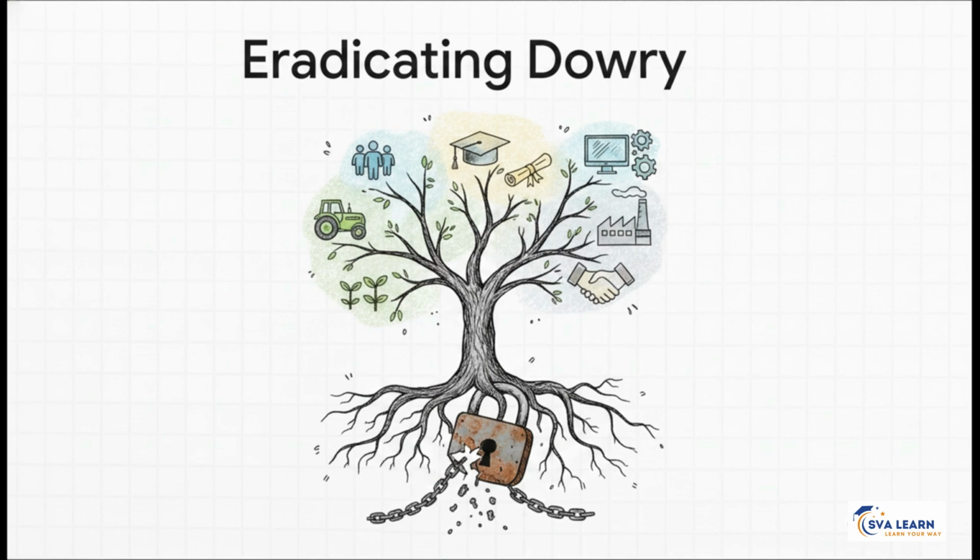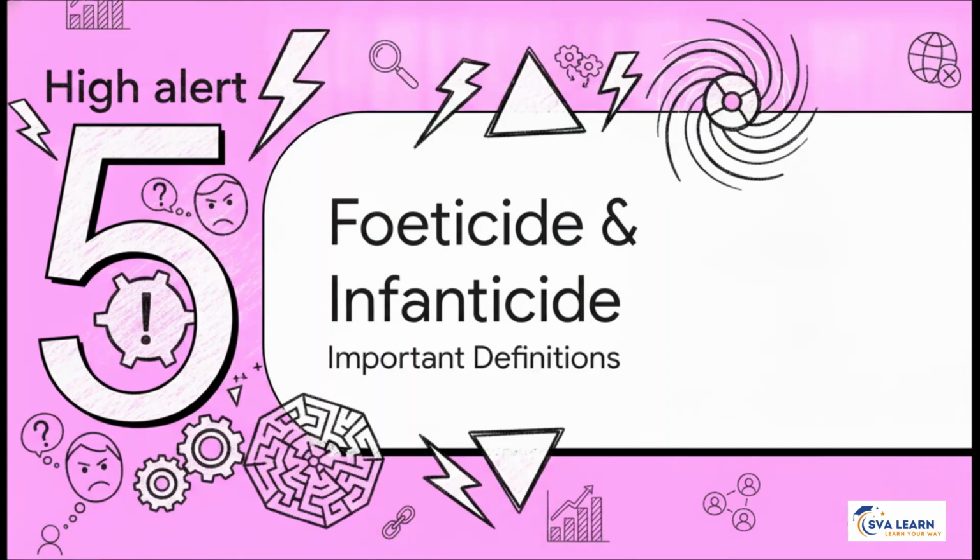You need to list population control, agricultural development, educational reforms, vocational training, rural employment guarantee programs, and even the development of IT and BT sectors. Why? Because empowering people economically and educationally is the true root solution to crushing this social evil once and for all. Moving into Section 5, foeticide and infanticide.